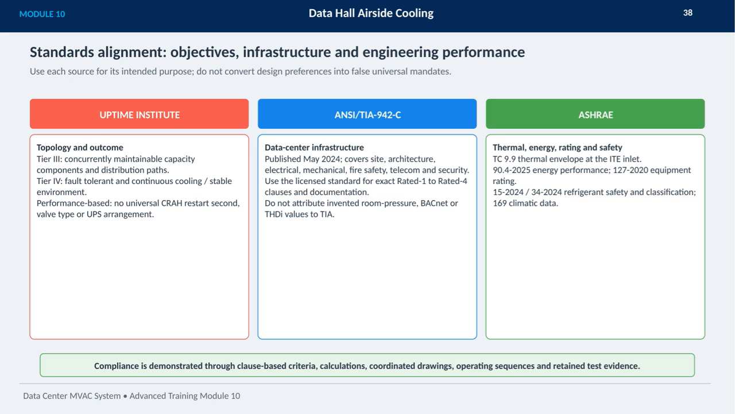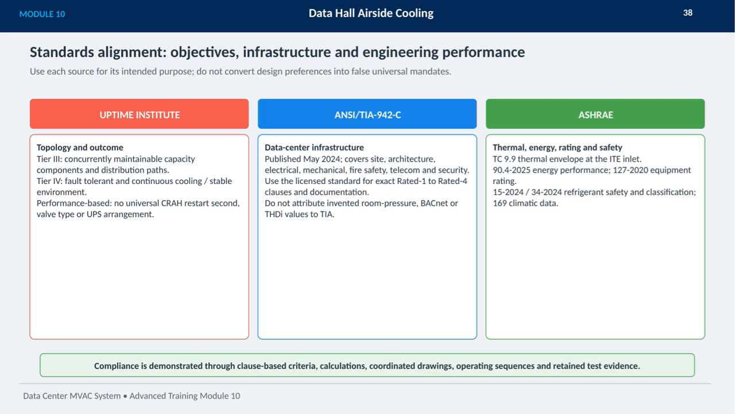Next, ANSI/TIA 942C, updated in May 2024, covers key aspects of data center infrastructure such as site selection, architecture, electrical and mechanical systems, fire safety, telecom, and security.